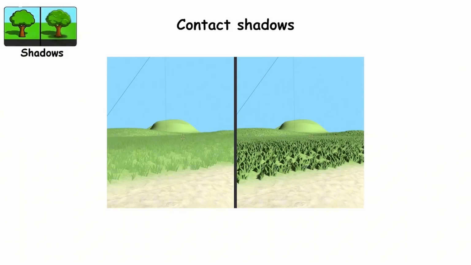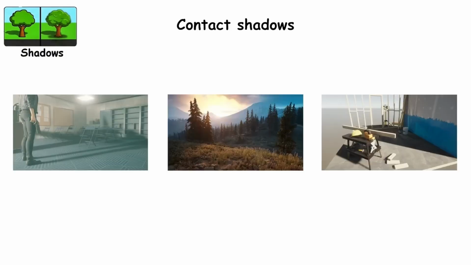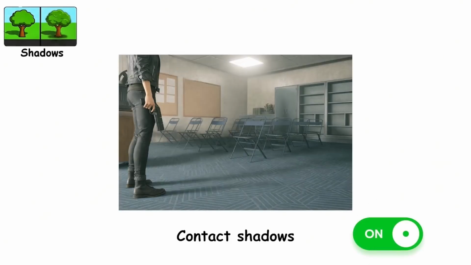Then there are contact shadows, tiny detailed shadows where objects touch surfaces, under a character's feet, between rocks, where items rest on the ground. Here's a simple test. Look at your character's feet in-game. If they look like they're hovering a millimeter above the ground, contact shadows are probably off. Turn them on and suddenly your character feels planted in the world. Once you notice it, you can't unsee it.